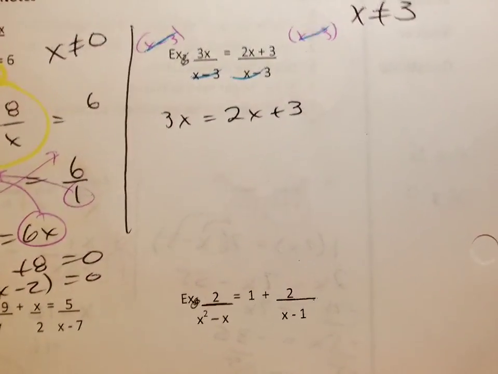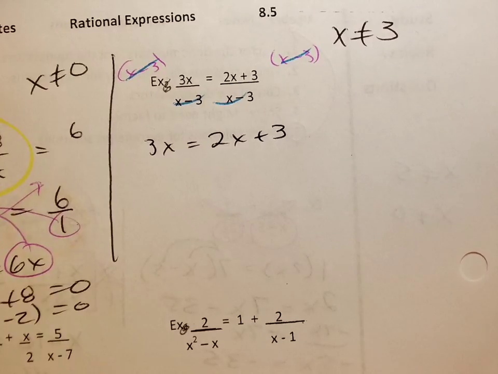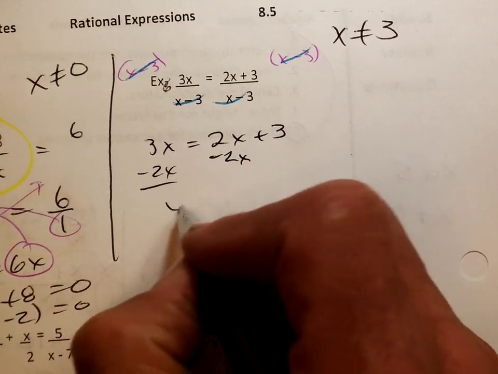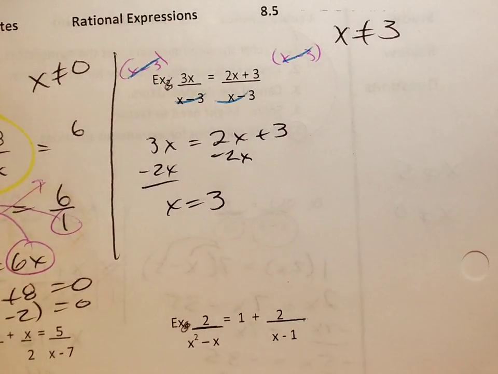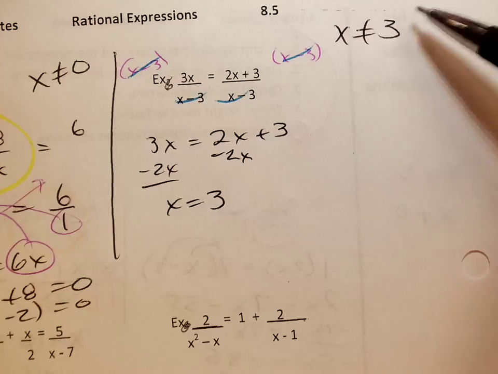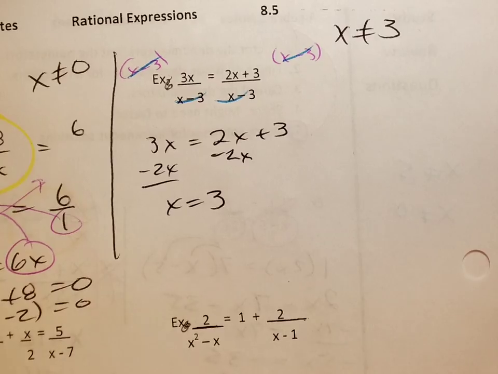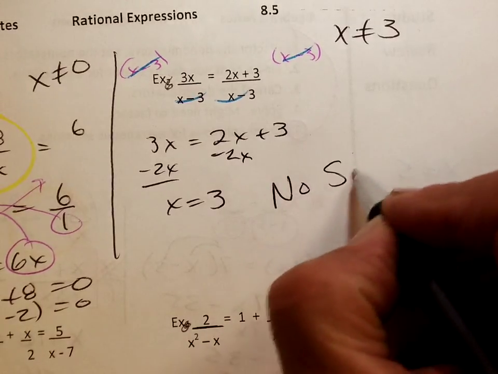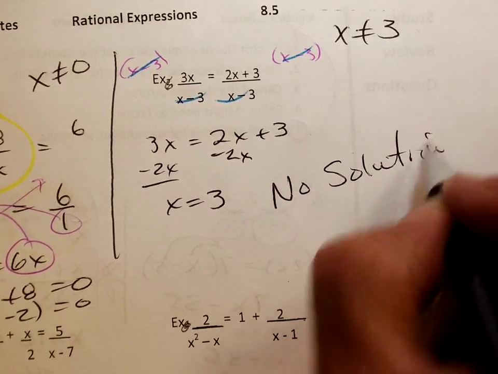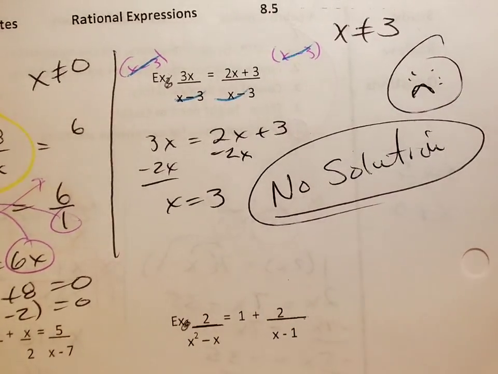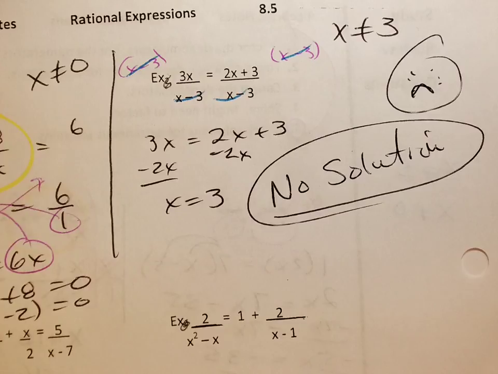Minus 2x, minus 2x. X equals 3, right? Wrong. X cannot equal 3. We got 3, so what are we going to do? Undefined or no solution, they both are going to work. No solution. Cookie Monster's sad. Poor Cookie Monster. No cookies. No friends. We divide by 0, right?